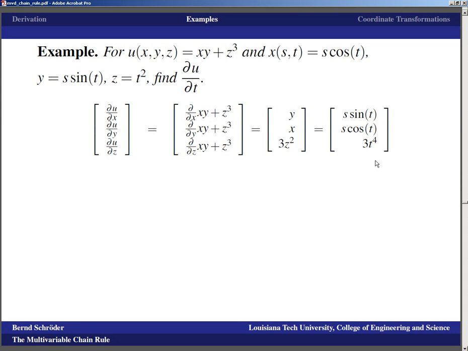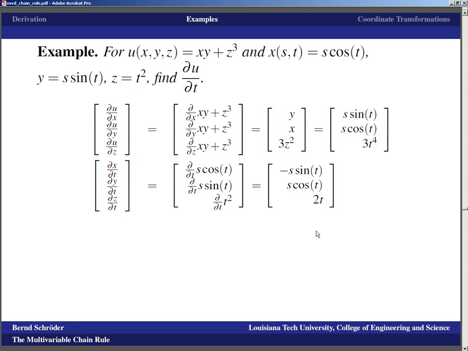And then we need the partial of x, y, z with respect to t, so we need dx/dt, dy/dt, dz/dt, which is the partial with respect to t of s cosine t, the partial with respect to t of s sine t, and the partial with respect to t of t squared, which gives us negative s sine t, s cosine t, and 2t, right here.